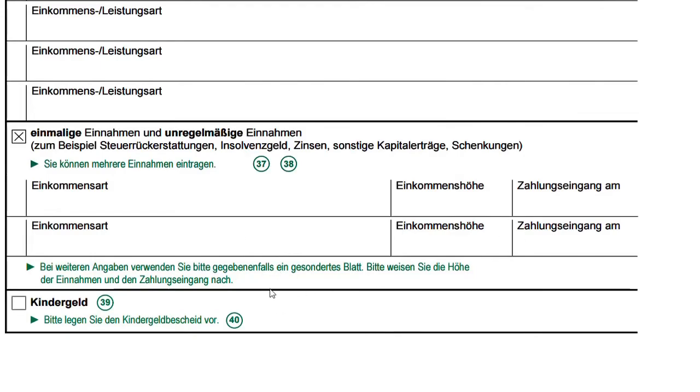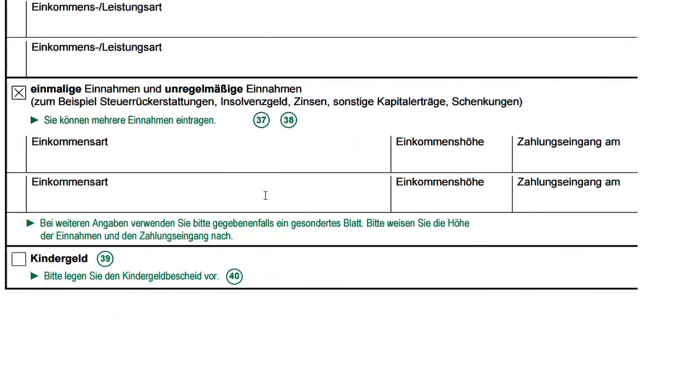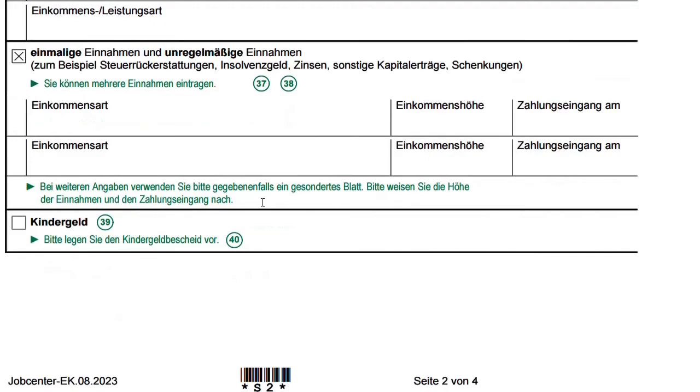If he or she has more than two incomes, you can use another paper to provide information about those incomes as well. And you should also provide the Job Center with proof of the type of incomes and the date on which he or she receives the money or the income.